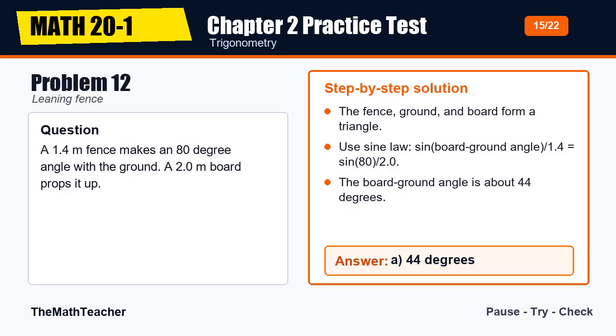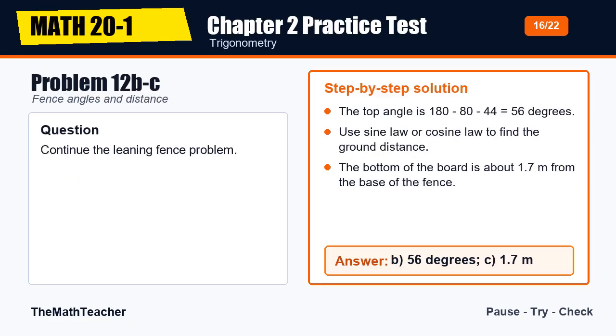Problem 12 continued. The angle at the top of the fence is 180 minus 80 minus 44, which is about 56 degrees. Then use sine law or cosine law to find the ground distance. The bottom of the board is about 1.7 meters from the base of the fence.